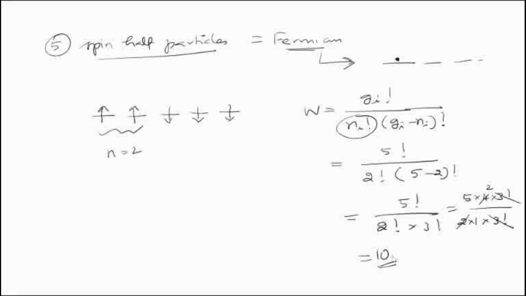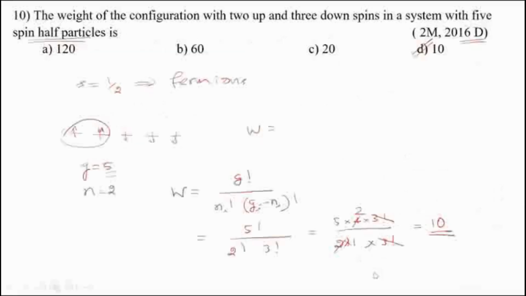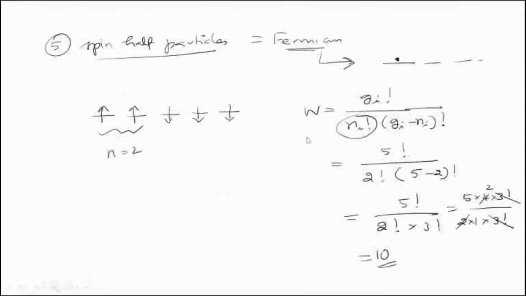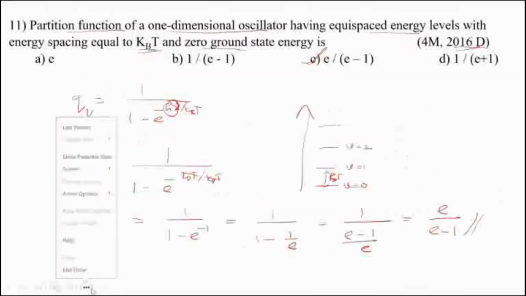Okay. Right. So the correct option for this question is 10. So the correct option is D here. In this case, option D. Now let me go to the next question. Yeah. See this one.